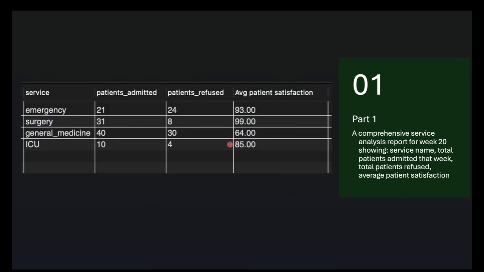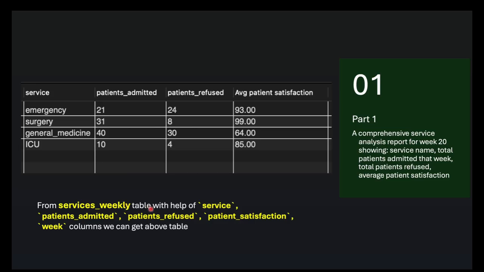So let's come to part one. In part one, we need output like this: service column, patients admitted, patients refused, average patient satisfaction. From the services weekly table, with the help of the service, patients admitted, patients refused, patient satisfaction, and week columns, we can easily get this output. Please pause this video and try it by yourself.